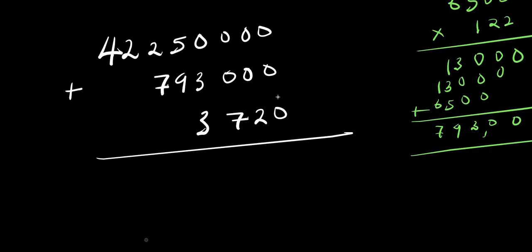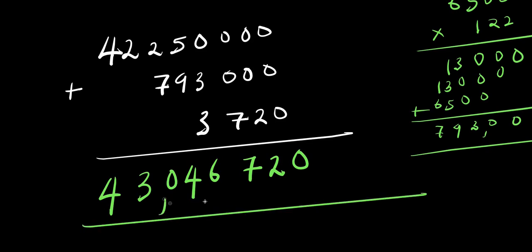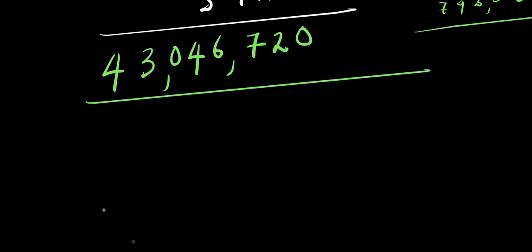So 0 plus 0 plus 0, that is 0. This is 2. This is 7. This is 6. 5 plus 9, 14. 4 carry over 1, add here. 3 plus 7, 10. 0 carry over 1, add here. We have 3. And we have 4. So in total, we are having 43,046,720 for this, which was 3 to the power of 16 minus 1.